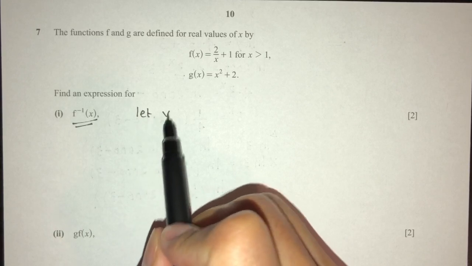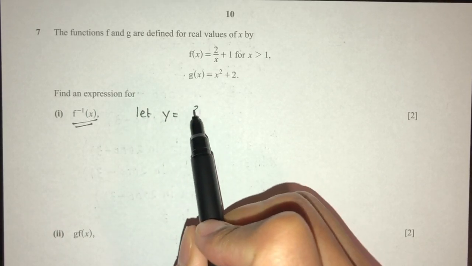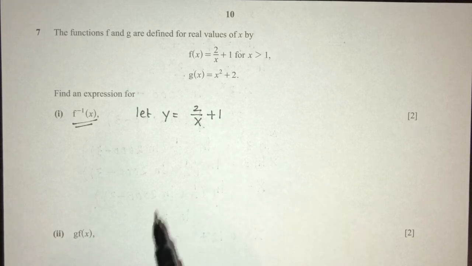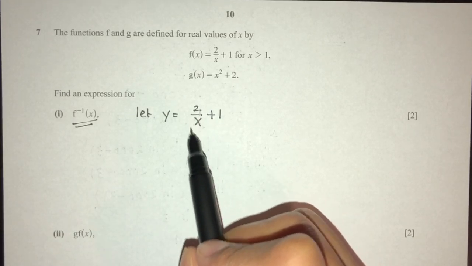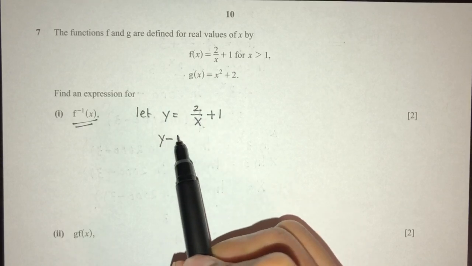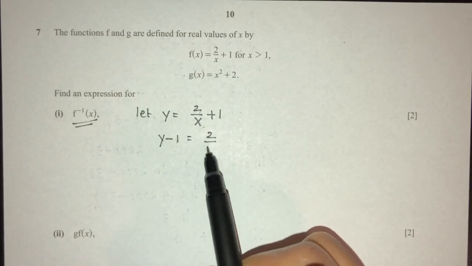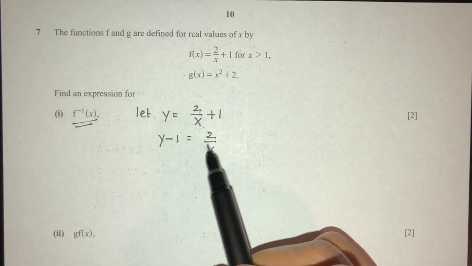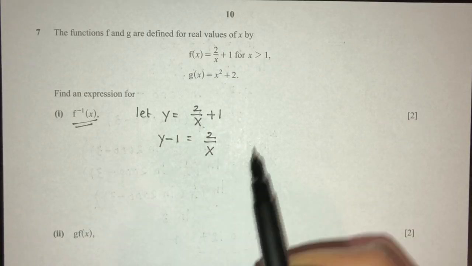Let y equal f, which is 2 over x plus 1. Now we have to make x the subject of the formula. So we have to send this one over here. You will have y minus 1 equal to 2 over x. Now, how can you make x go up? Pretty easy. Just do this.